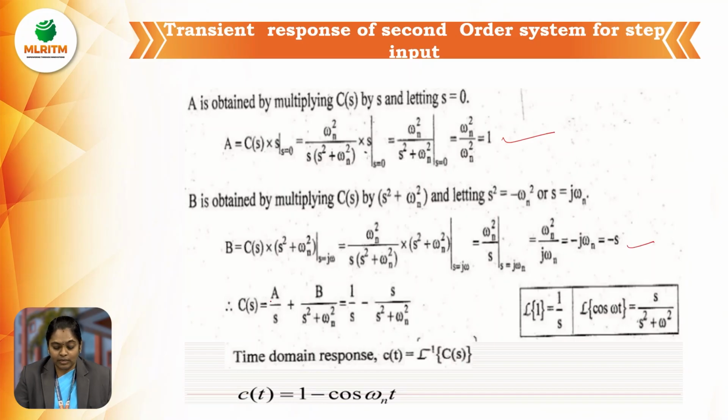The same thing I am representing as I wrote previously, C of s equal to A by s plus B by s square plus omega n square. Instead of A, I am replacing 1, and instead of B, I am replacing minus s. And this is in the Laplace domain, but I want the output expression in the time domain. In order to convert the Laplace domain into the time domain, I need to apply the inverse Laplace transform. The inverse Laplace transform of 1 by s is 1, and the inverse Laplace transform of s by s square plus omega n square is cos omega n t.